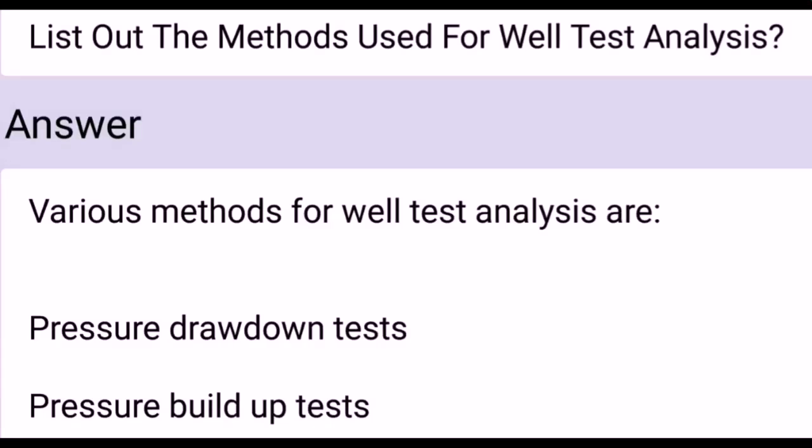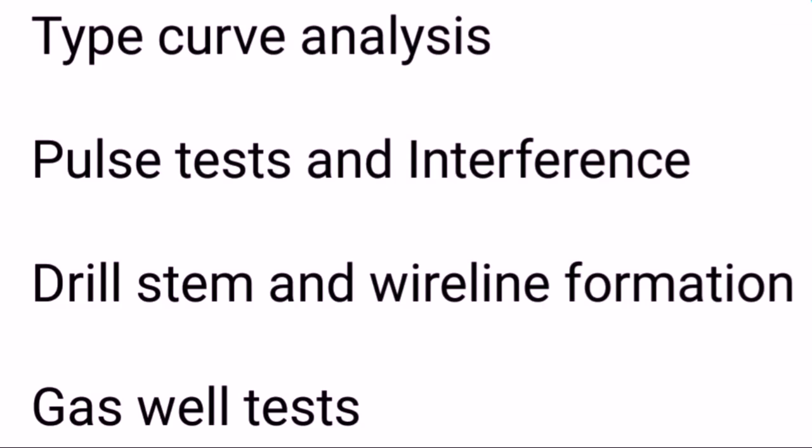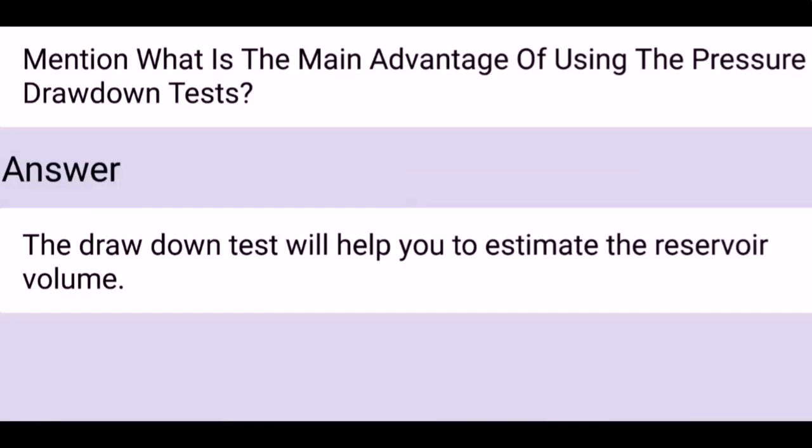List out the methods used for well test analysis. Various methods for well test analysis are pressure drawdown test, pressure buildup test, type curve analysis, pulse test and interference, drill stem and wireline formation, gas well tests. Mention what is the main advantage of using the pressure drawdown tests. The drawdown test will help you to estimate the reservoir volume.